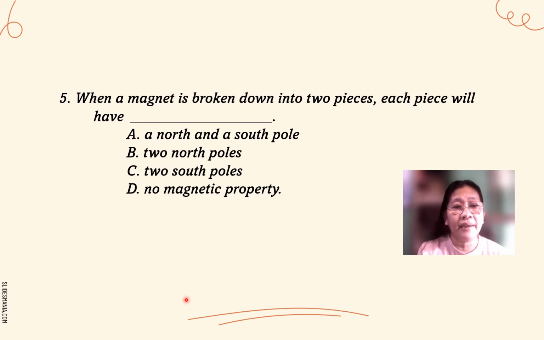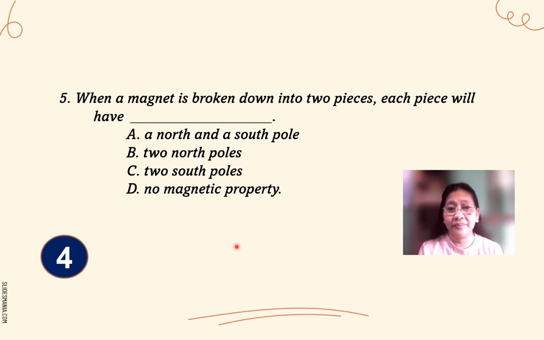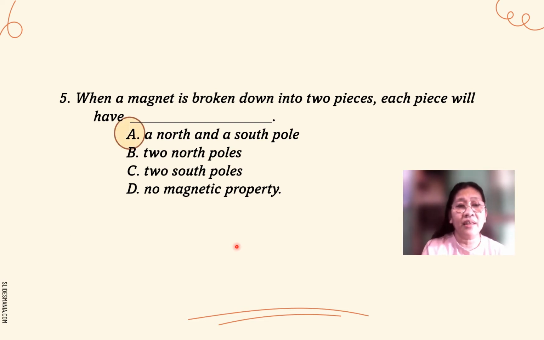Question number 5. When a magnet is broken down into two pieces, each piece will have blank. A. A north and a south pole. B. Two north poles. C. Two south poles. D. No magnetic property. And the answer is A. A north and a south pole.